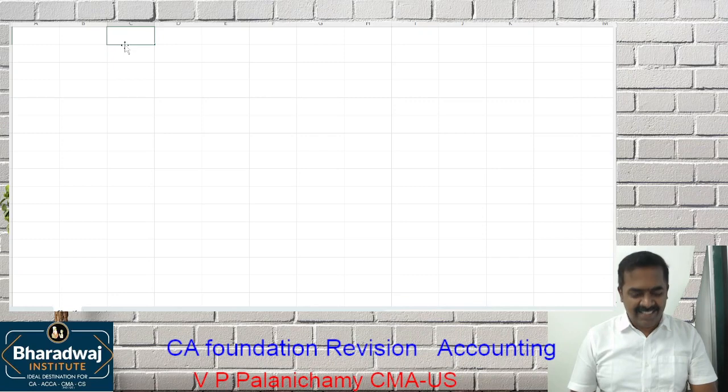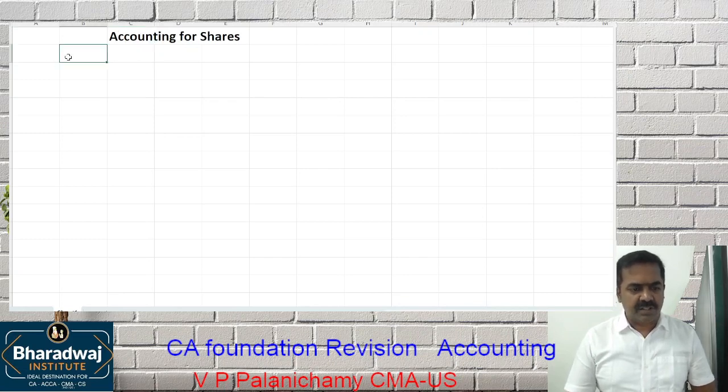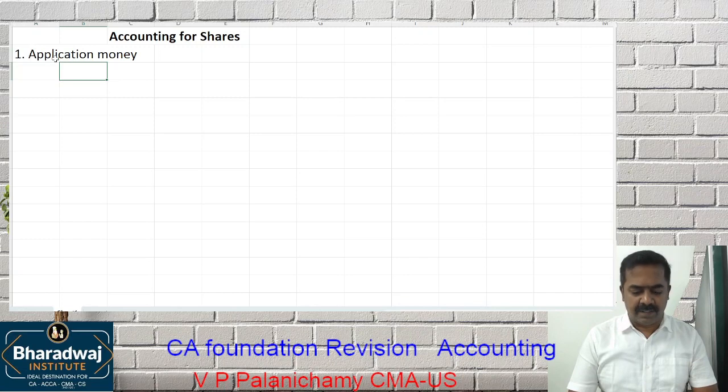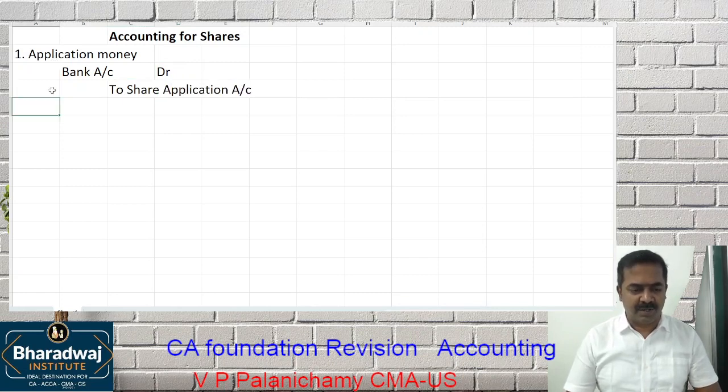Good morning. We'll start with accounting for shares. Just to recollect the journal entries, what is the first one we do? We receive application money. What is the entry we pass? Bank account debit to share application account. No need to copy this because you've been doing this from plus two, I hope.